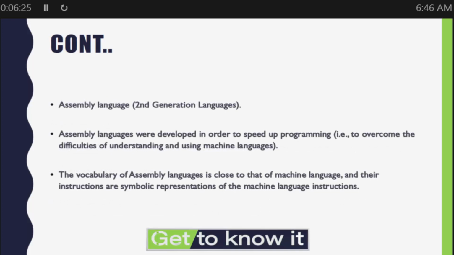Let's move on to the other category of low-level languages, which is assembly language or second generation languages. Assembly languages were developed in order to speed up programming, that is, to overcome the difficulties of understanding and using machine languages. The vocabulary of assembly languages is close to that of machine language, and the instructions are symbolic representations of the machine language instructions.